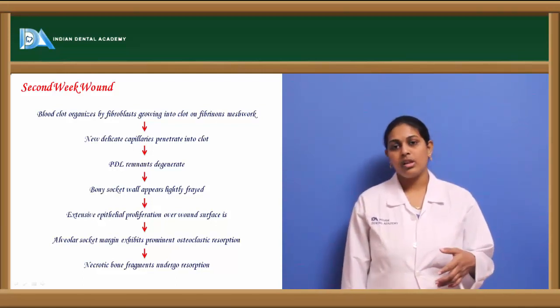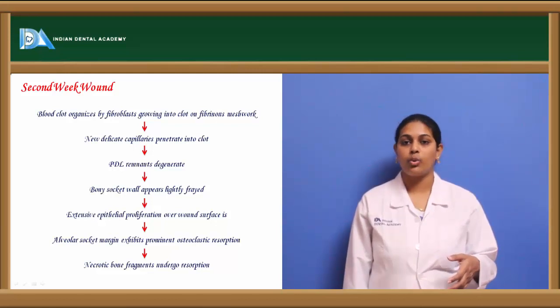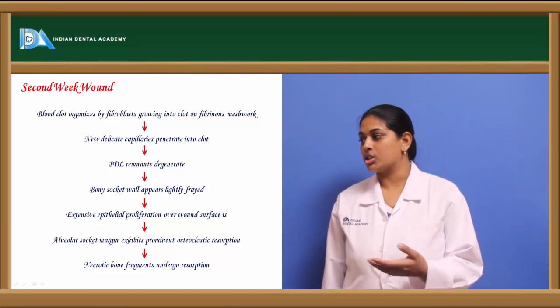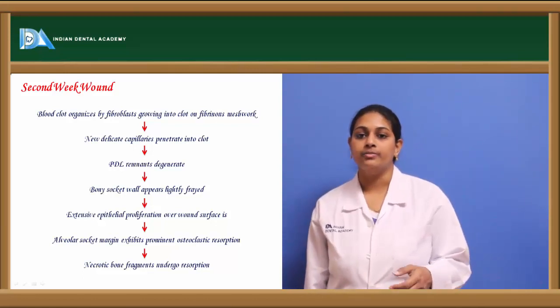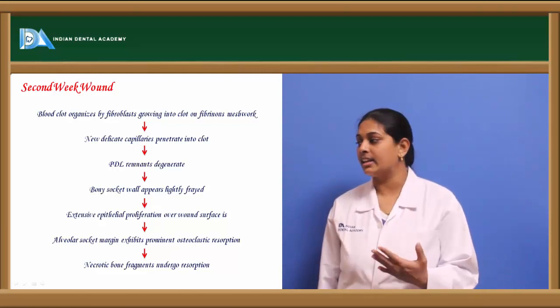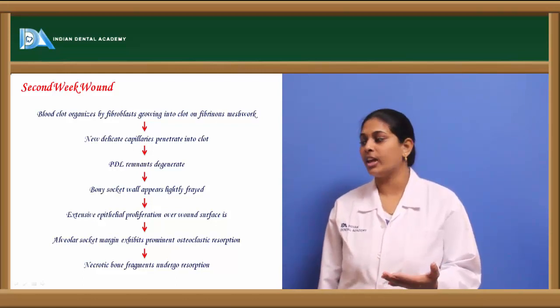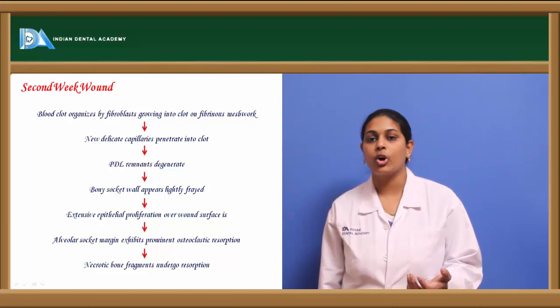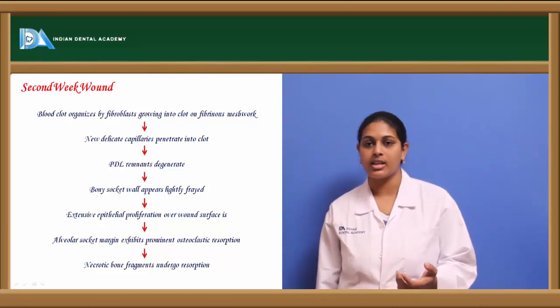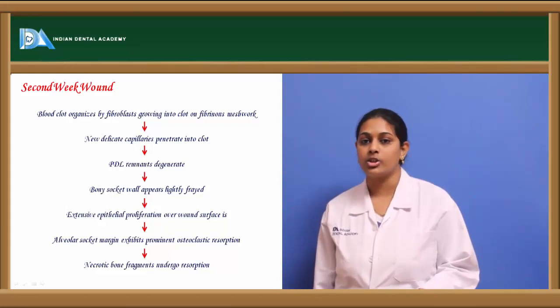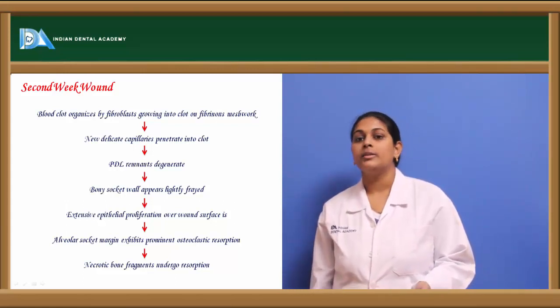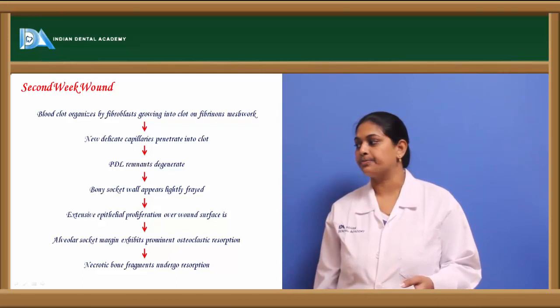Then along with that, the bony socket wall, which is frayed, is being removed by osteoclastic activity, and there's even epithelial proliferation, that is an increase in the number of epithelial cells. There's extensive epithelial proliferation which occurs at the wound socket, along with alveolar bone crest resorption activity, which can be seen in the second week of wound healing.